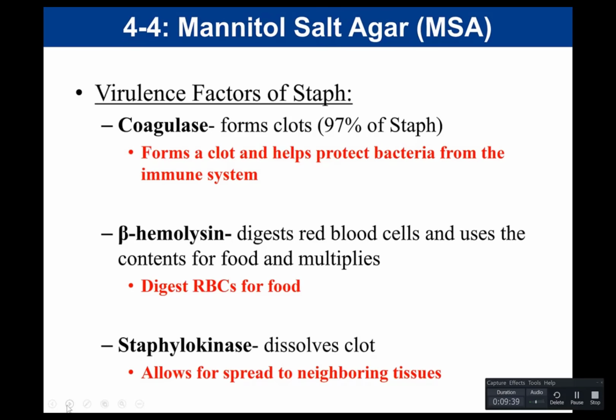And so because, right, if it's in your blood, for example, or it's in a cut, the blood flowing to the area is going to send white blood cells to fight that foreign invader. If staph is contained within a clot, it's going to help protect it from those white blood cells. Beta hemolysin. This is an enzyme that's used to digest red blood cells, and it uses the contents for food and multiplies. So again, this is just allowing the bacteria to then use the blood cells, the red blood cells, for food.